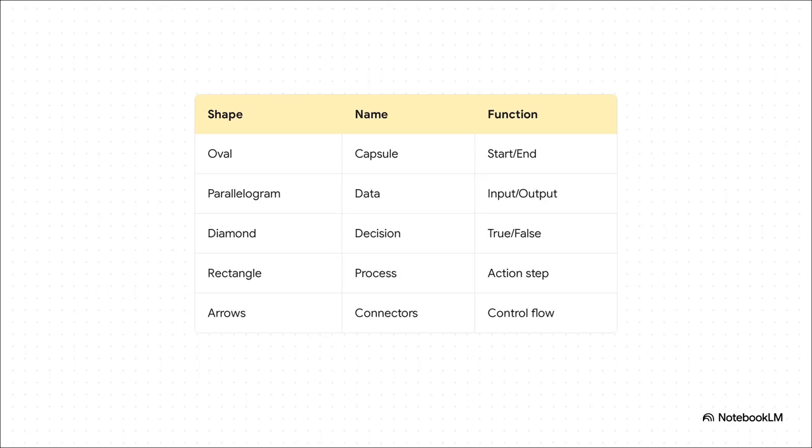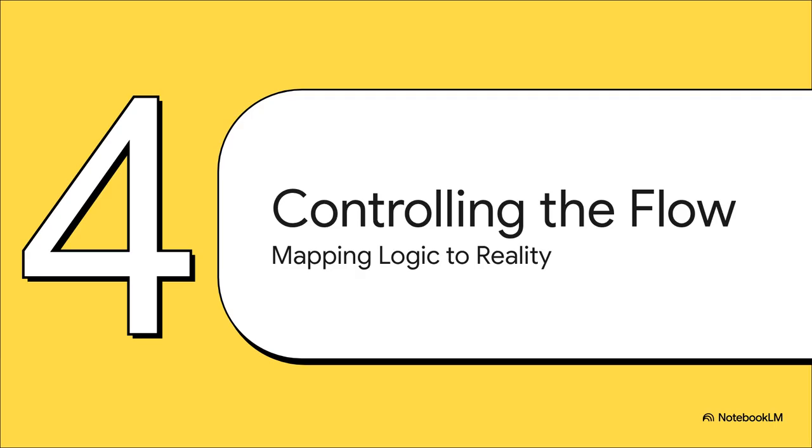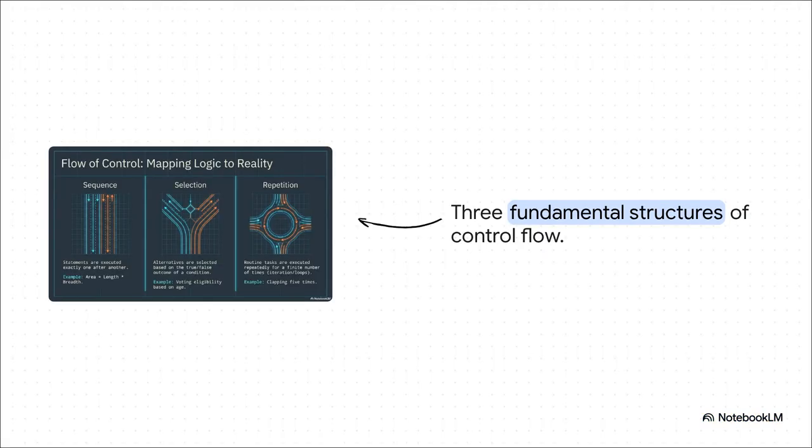And finally, the arrows hook the whole shebang together, letting you see the exact flow of control at just a glance. Which leads us perfectly into Part 4, controlling the flow: sequence, selection, and repetition. It's kind of wild to think about, but pretty much every computational process ever designed boils down to just 3 fundamental structures of control flow.